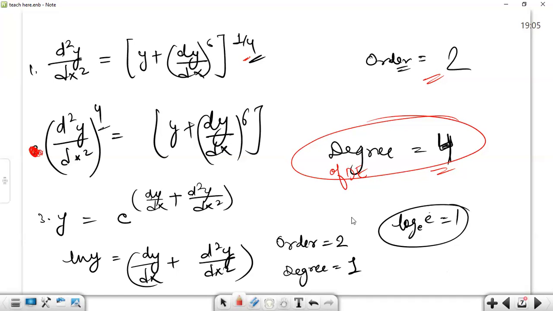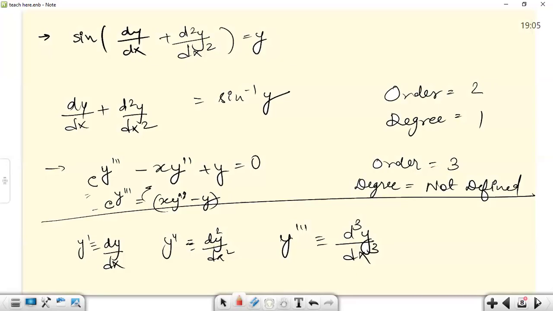Yes, sir. In other examples also, please first try to separate the radical form from the derivatives. If you are able to successfully separate, then you will be able to find its degree and order. And if you are not able to do so, then the degree will be not defined, like in this case, when you will not be able to separate the derivative from its radical, right? Clear? Yes, sir. Okay.